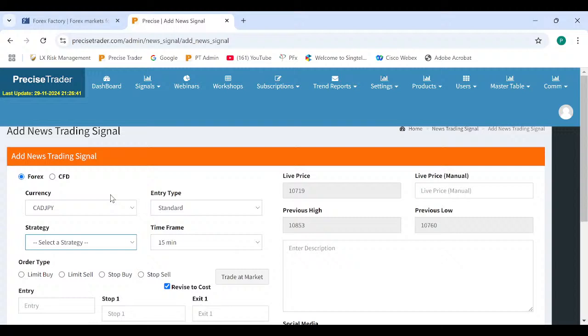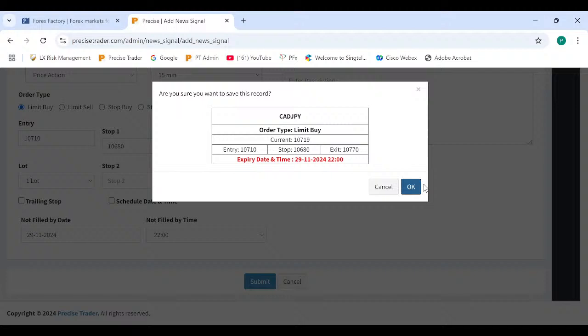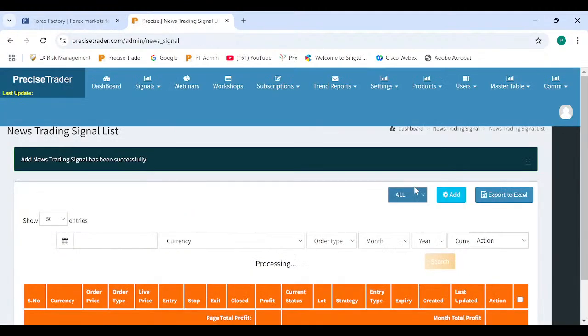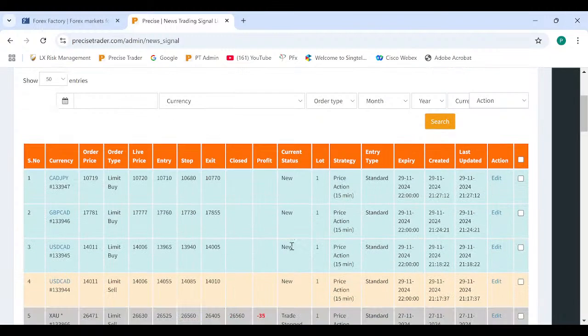So here we want to buy at 10710, stop 10680, TP 10770. Okay, 60 pips move, and expiry is about another half an hour. I also want to key in this order. Give me a minute. I hope you can see my screen. So all these are news trading signals.